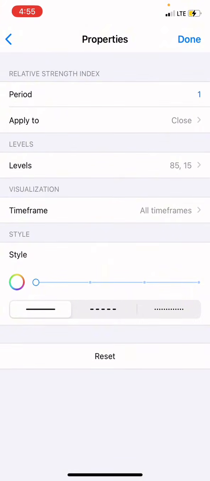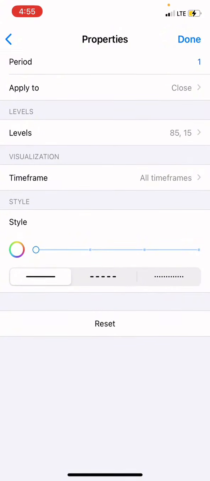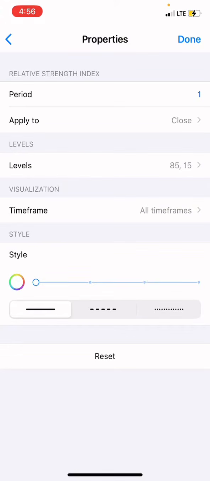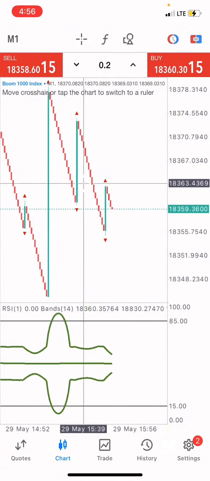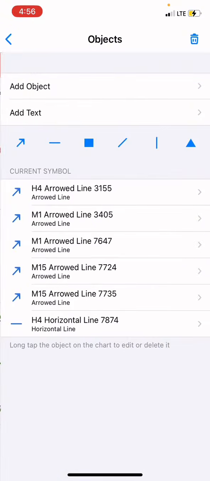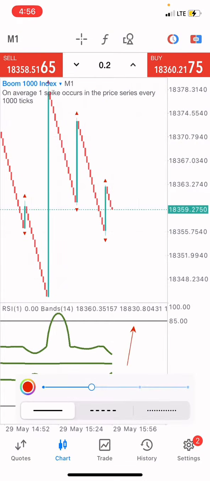And when you come back to the main page where you have your period applied to levels and all of that, please ensure to use the same color as the background of your chart this time around. You can see the background of my chart is white, so I'm using white color. Okay, click done when you're done with that, and you have your RSI levels 85 here. Let me use the arrow to point that out. 85 here, and level 15 here.